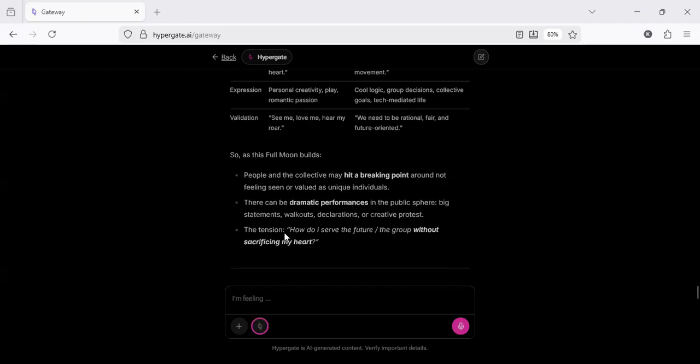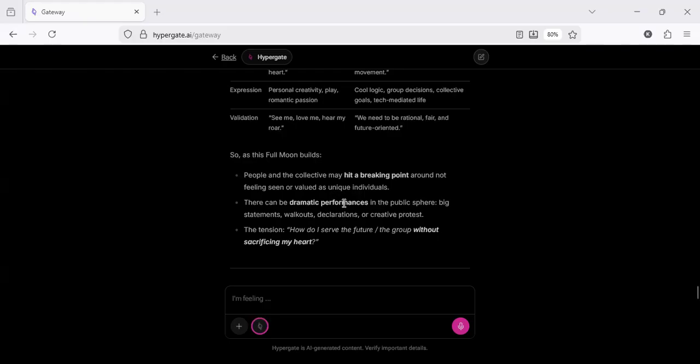Okay, people and the collective may hit a breaking point around not feeling seen or valued as unique individuals. See, that's the problem when things get too Aquarian. We talked about this. They get too much the group, the hive mind. This is where it can easily go into socialistic and communistic behavior, extreme Aquarius groupings. And we see this totally now. Totally. Okay.